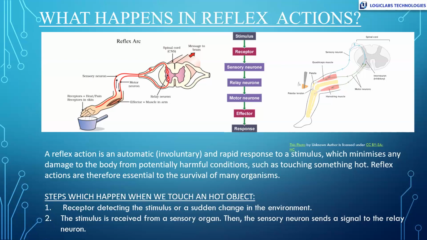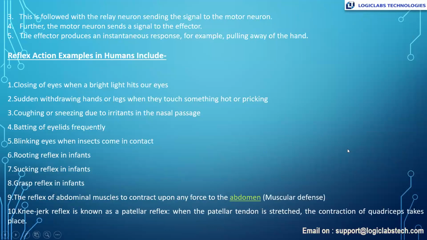Then there is a response in the body. When touching a hot object, you immediately take your hand away. Or blinking of eyes: when dust falls in your eye, you suddenly blink, open and close. Sneezing when a dirt particle enters your nose. Coughing when something enters your throat. So these are the different examples which we already learned about.